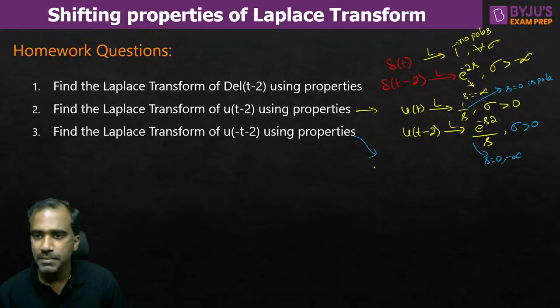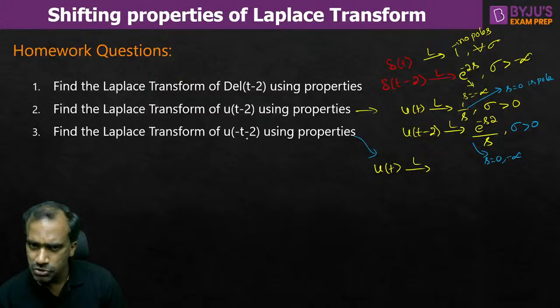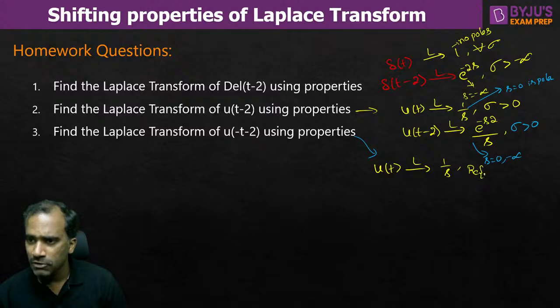Right, u of minus t minus 2. To find the Laplace transform of this, first write whatever you know. U of t we know. Any signal close to this which you remember, first write that. The Laplace transform of u of t is 1 by s, and the ROC is real part of s greater than 0, or sigma greater than 0.